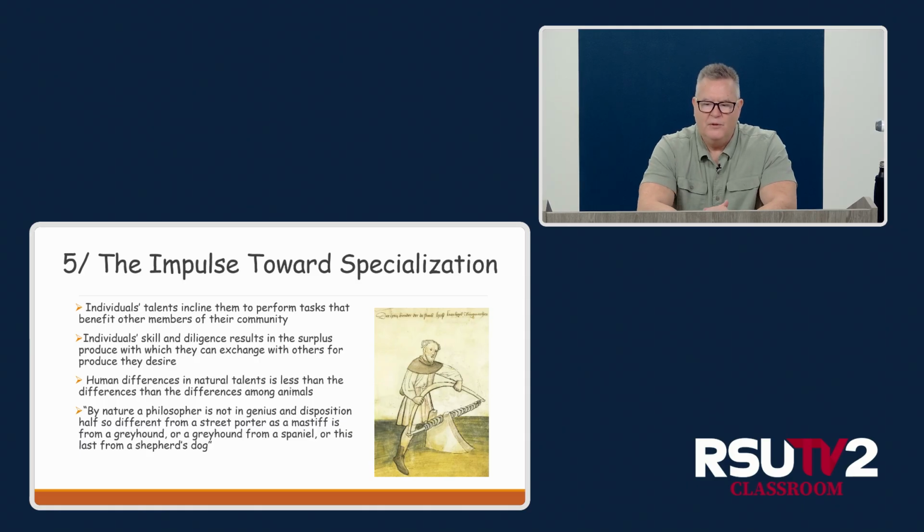He also argues that there is a natural tendency towards specialization. Individuals' talents incline them to perform tasks that benefit other members of their community. Individuals' skill and diligence results in the surplus produce with which they can exchange with others for the produce they desire. Human differences in natural talent are less than the differences that exist between animals. By nature, a philosopher is not in genius and disposition half so different from a street porter as a mastiff is from a greyhound, or a greyhound from a spaniel, or this last from a shepherd's dog.